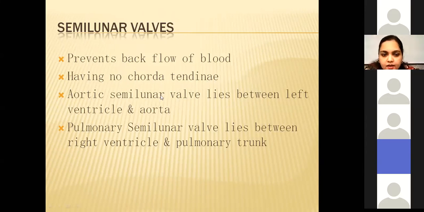Okay? Aortic semilunar valve lies between the left ventricle and the aorta. And the pulmonary semilunar valve lies between the right ventricle and the pulmonary trunk. Pulmonary trunk से blood कहाँ जाता है? Then it goes into the lung for oxygenation. And finally the blood comes again into the left atrium with the help of 4 pulmonary veins. This is the start of the module. Day by day you will increase your knowledge.